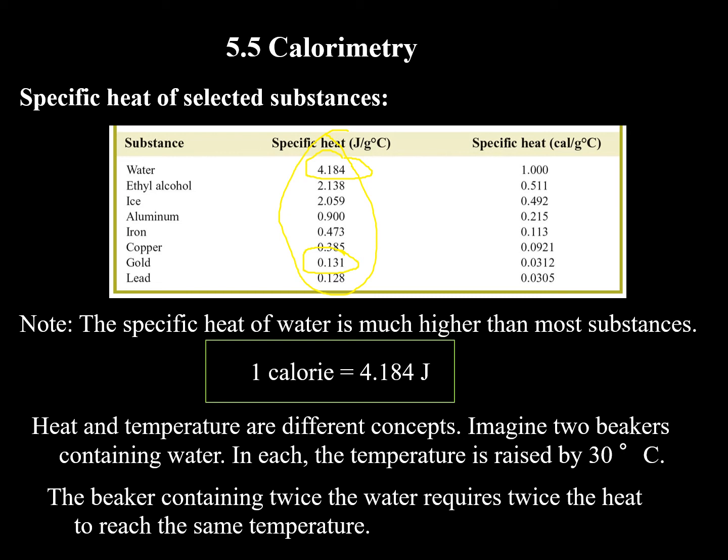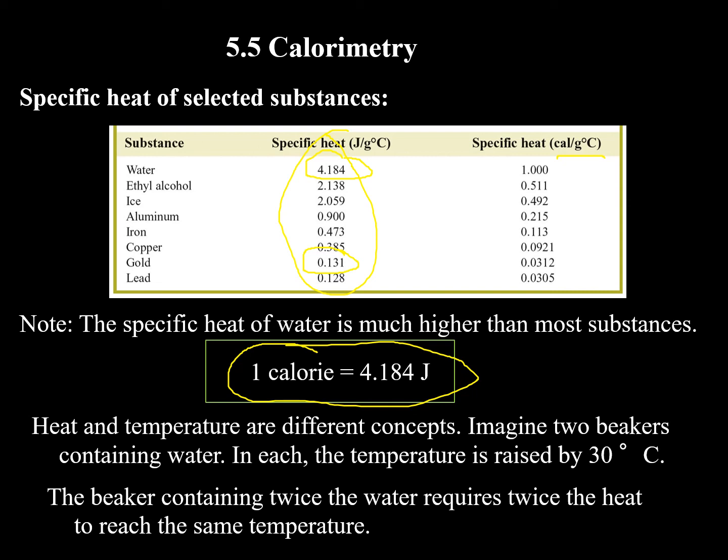So that's one thing to consider, that water has a high specific heat versus the other metals such as aluminum, iron, copper, gold, and lead. Our unit conversion to go from 1 calorie to joule: calorie is another unit of specific heat, calorie per gram per centigrade. To convert from calorie to joule, 1 calorie is 4.184 joules.